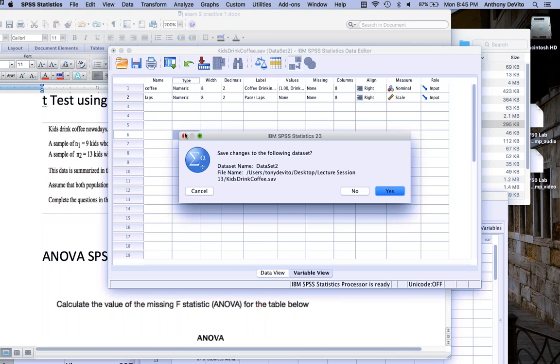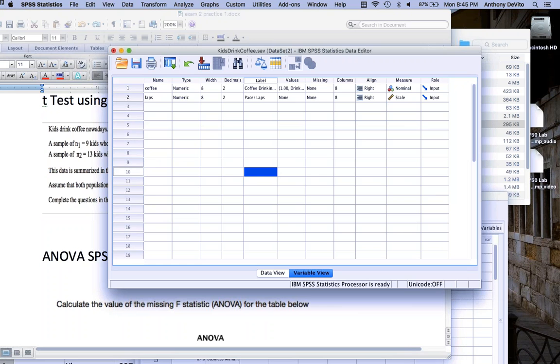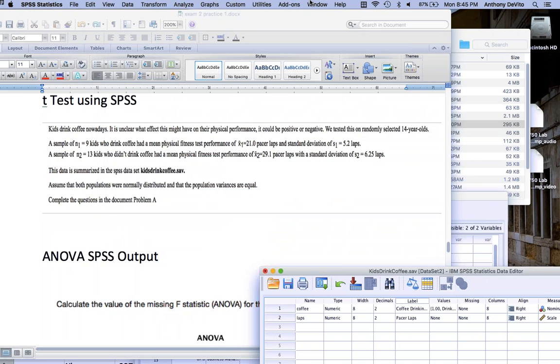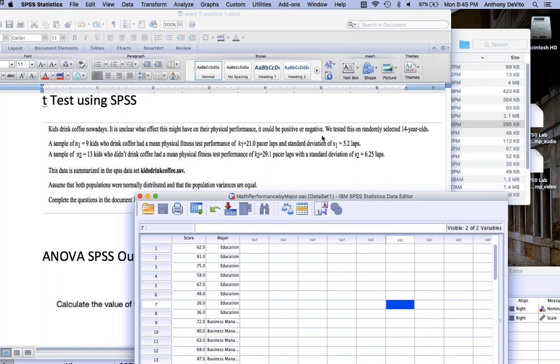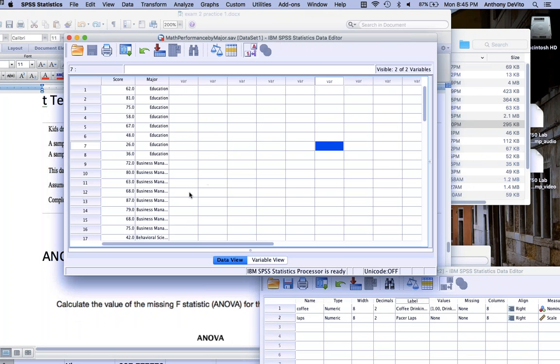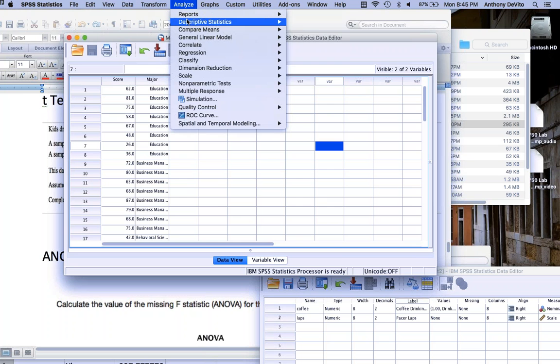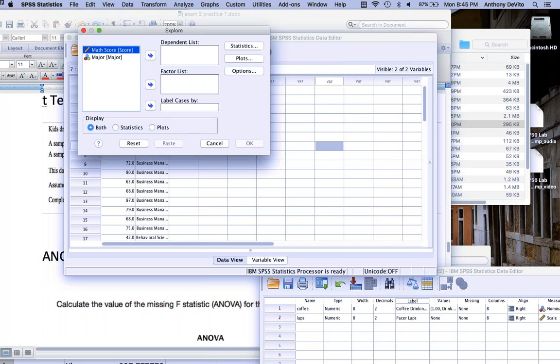Save changes? I don't want to do that. Let's see what I have here that has more than 2 variables. Okay, so I'm going to go here to math performance by major. We have 3 majors: education, business majors, behavioral science. We have 4 fine arts majors. And these are their performance on some sort of standardized exam. So I'm just going to go up here to analyze, just for the heck of it, and say explore, and I'm going to look at what the average score is factored by major. Let's click OK, just to see the difference.